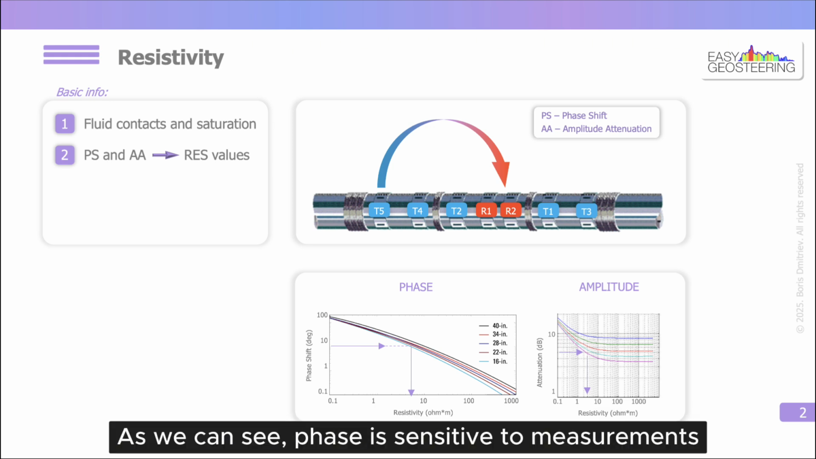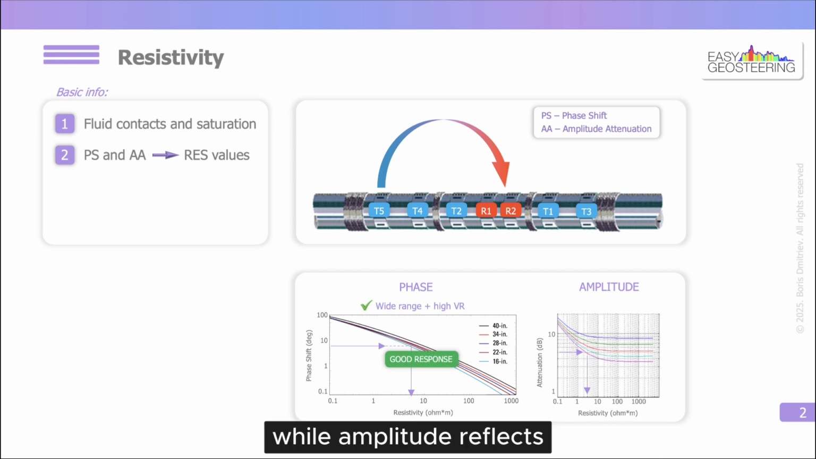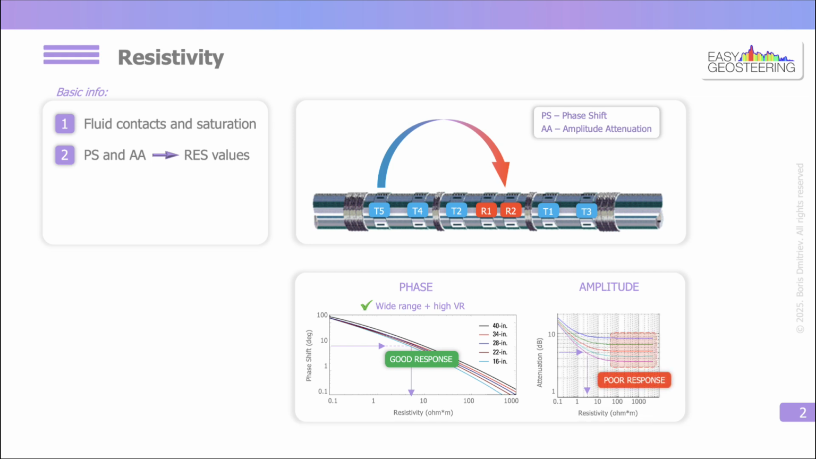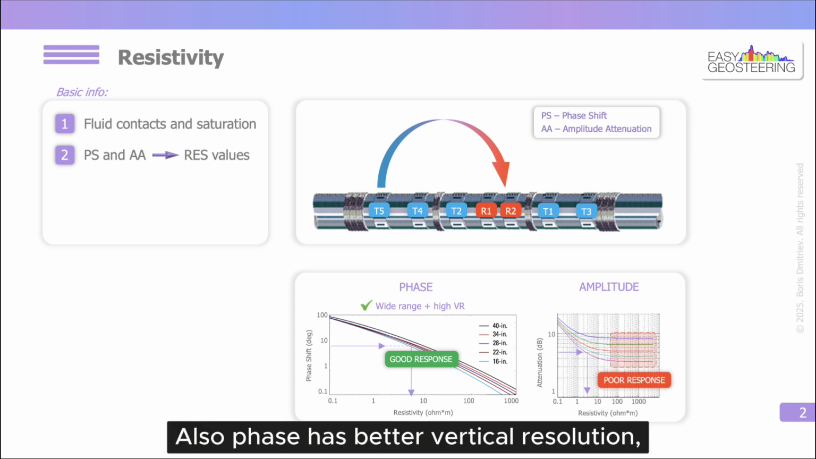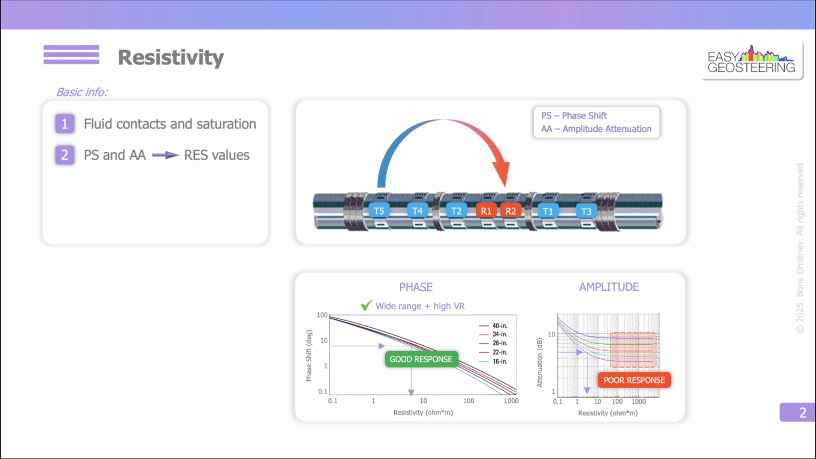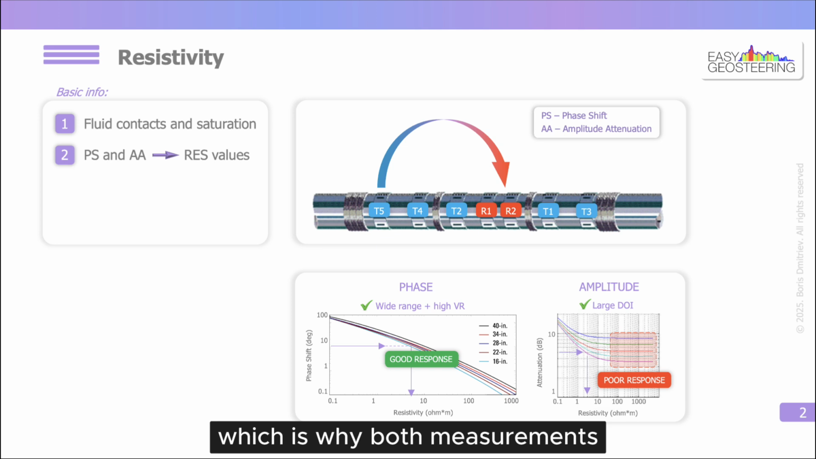As we can see, phase is sensitive to measurements across the entire range up to 1000 ohms, while amplitude reflects changes up to approximately 50 ohms. Also, phase has better vertical resolution, while amplitude struggles to detect thin sublayers. However, amplitude has a deeper depth of investigation, which is why both measurements complement each other.